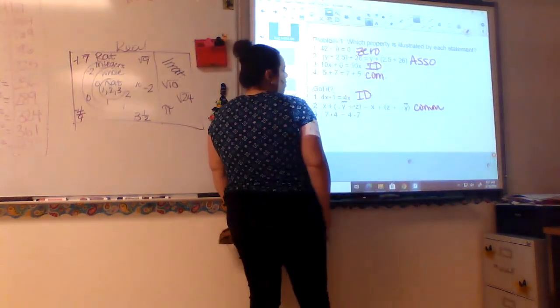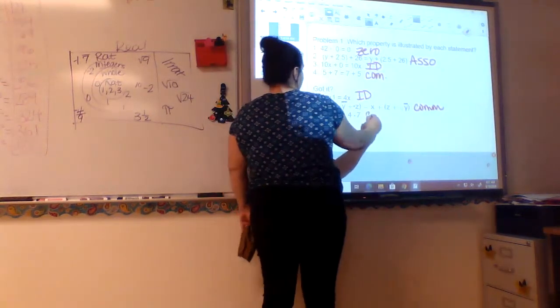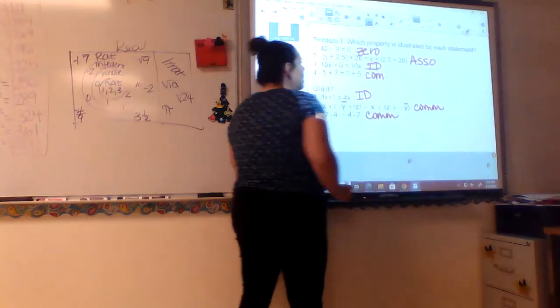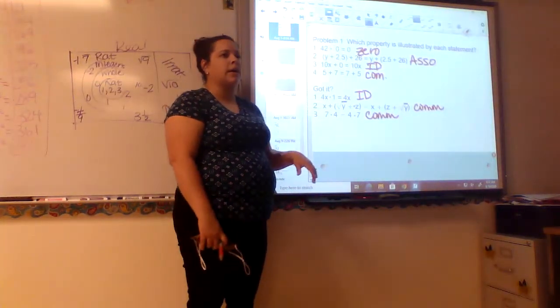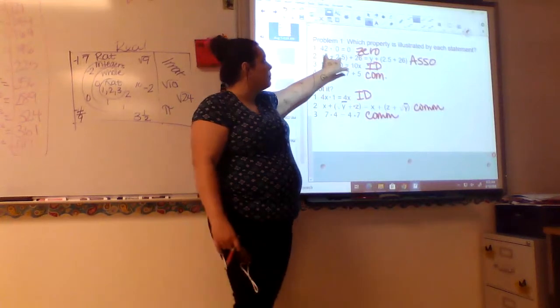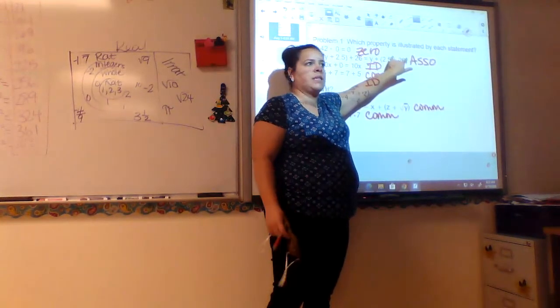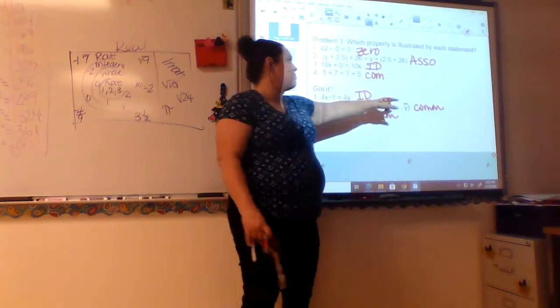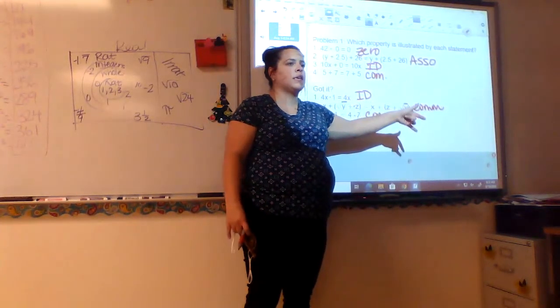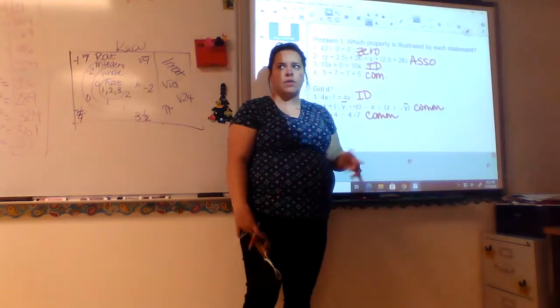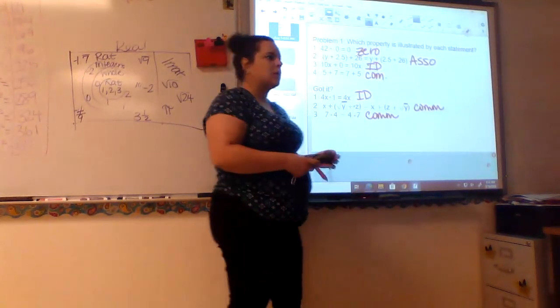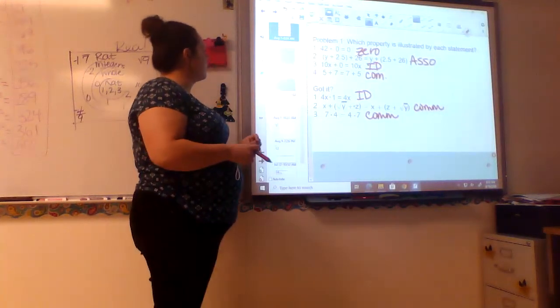And then what about the third one? It's also commutative. Does everybody understand the difference between what I'm talking about here? This one had something completely different in the parentheses. That means it regrouped what was in the parentheses. This one had the exact same thing in the parentheses. It just switched spots. So that's actually commutative. Okay? All right, so we're going to keep chugging along here.